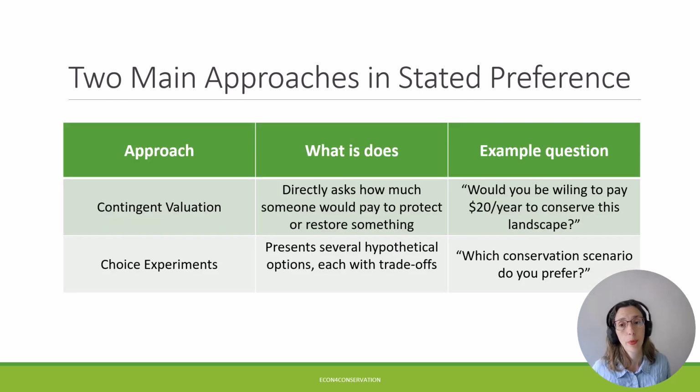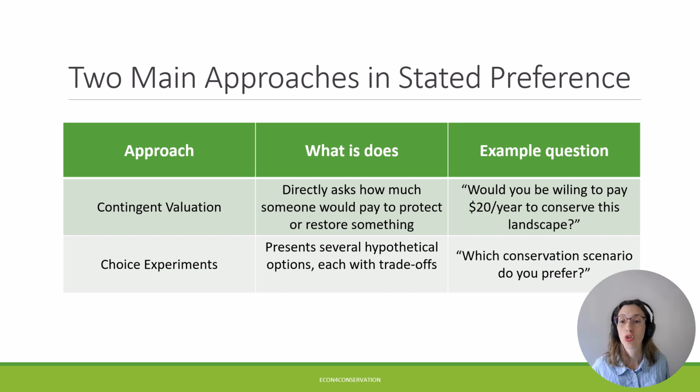So, stated preference surveys usually rely on two main methods. Contingent valuation, a direct approach where we ask people how much they would be willing to pay or accept as compensation for a specific environmental change. For example, would you be willing to pay $20 per year to conserve this landscape?